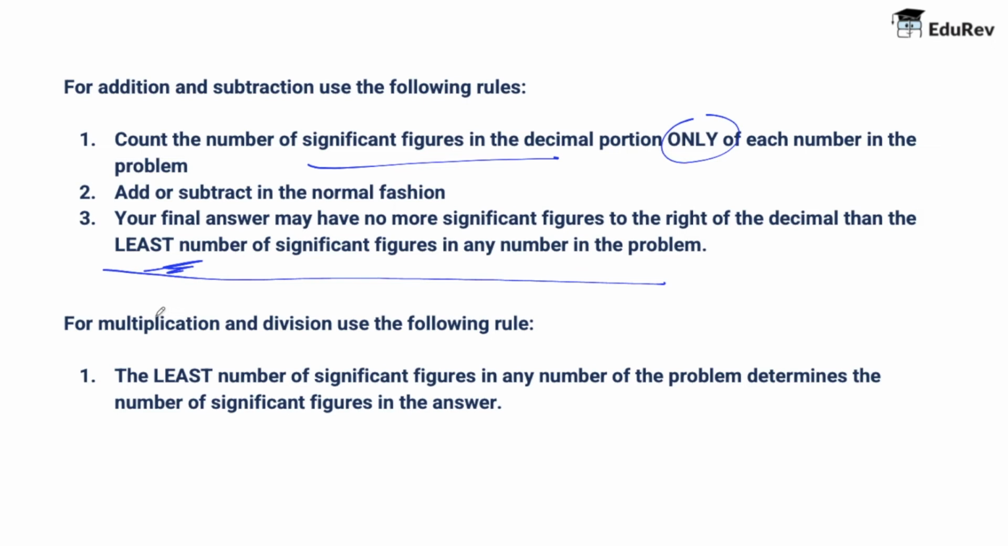Similarly, for multiplication and division, the least number of significant figures in any number of the problem determines the number of significant figures in the answer. You are now looking at the entire number, not just the decimal portion. This means that you have to be able to recognize the significant figures in order to use this rule. For example, 5.26 has how many significant digits? 3 digits. Whereas 6.1 has how many significant figures? It has 2 significant figures.